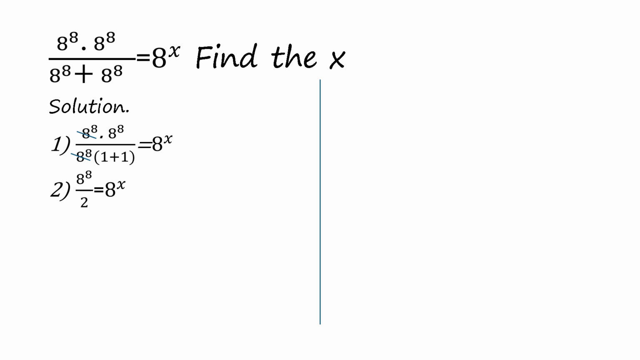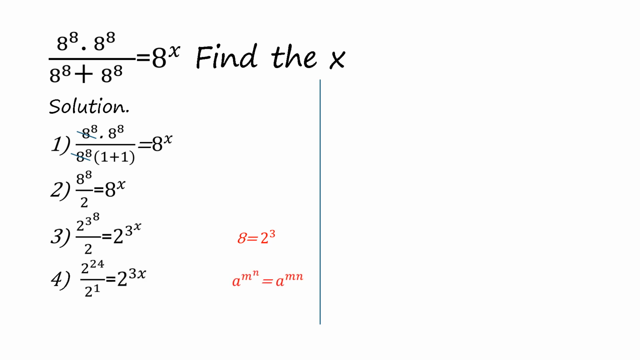We know we can write 8 as 2 to the power of 3. In step 3, we have replaced 8 with 2 to the power of 3. So, the new expression is now 2 to the power of 3 and to the power of 8 over 2 is equal to 2 to the power of 3 and to the power of x. In step 4, we will apply the property. Now, the expression will be 2 to the power of 24 over 2 is equal to 2 to the power of 3x.